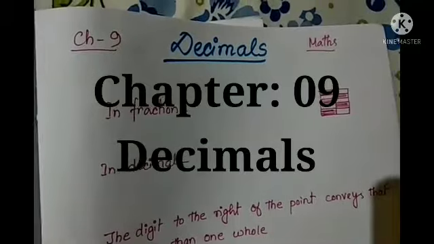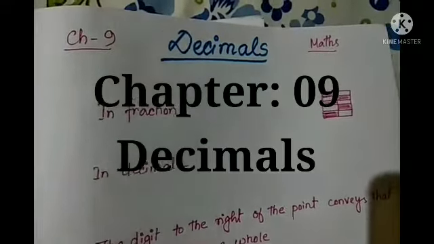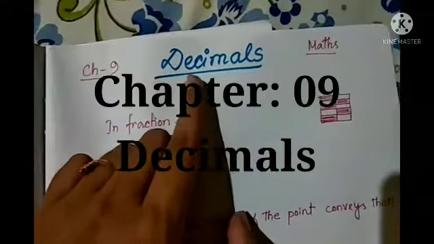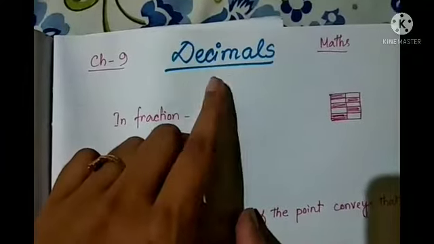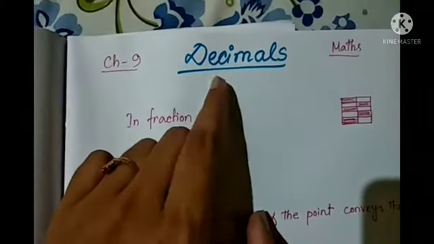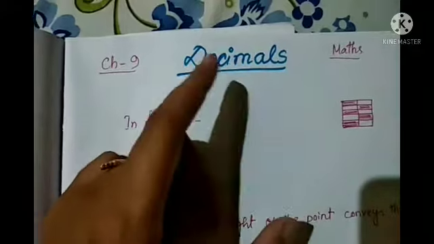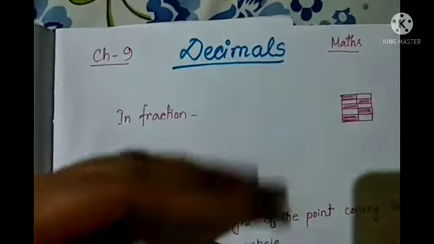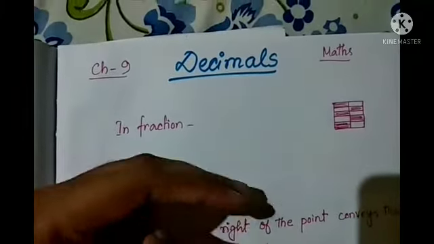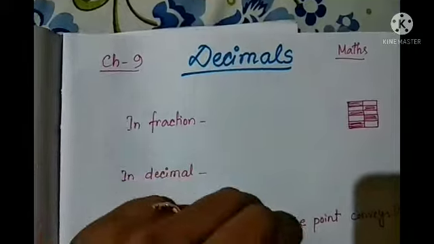Here in this video we are going to learn chapter 9. The name of this chapter is decimals. Okay, so students, already we learned about fractions, how to write a fraction and how to convert into different fractions like mixed fraction or improper fraction, right?